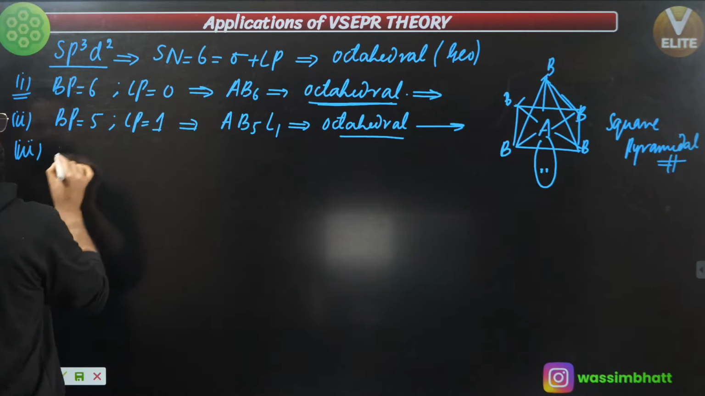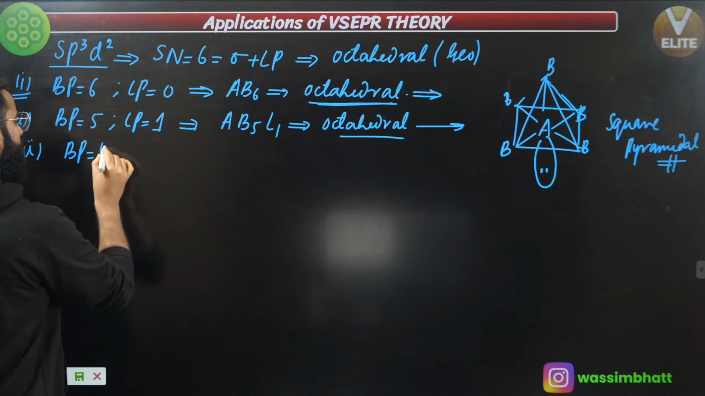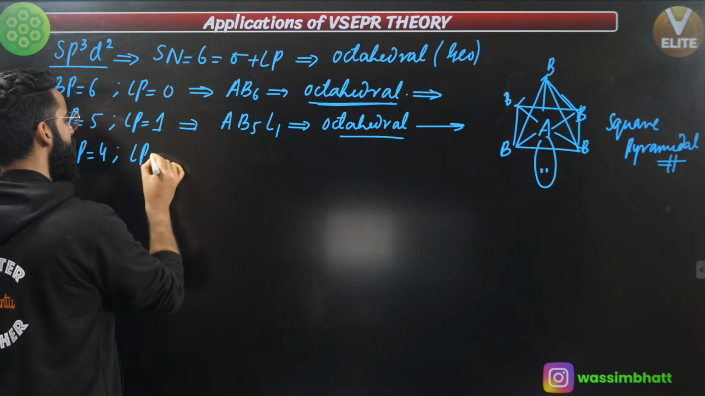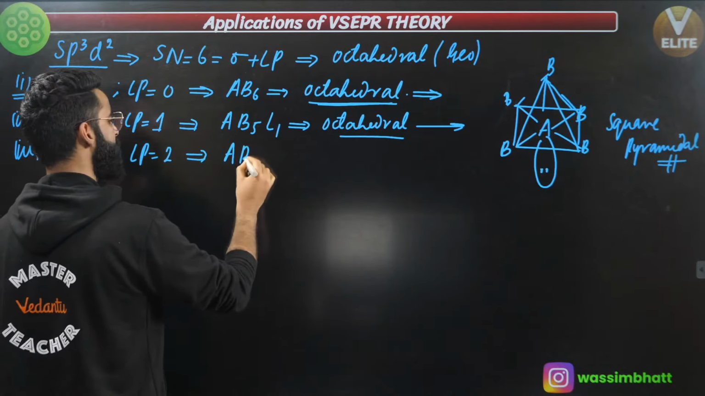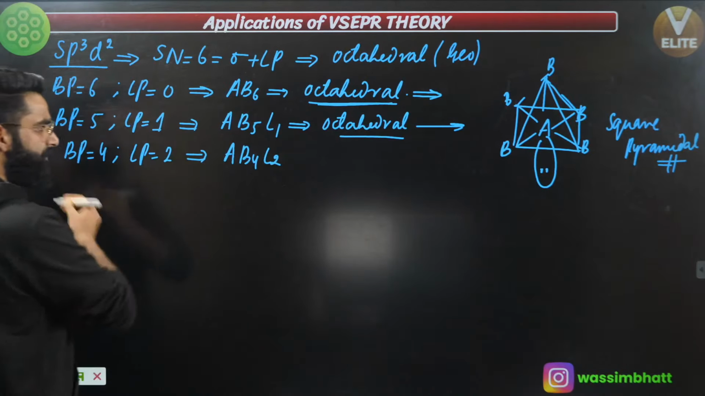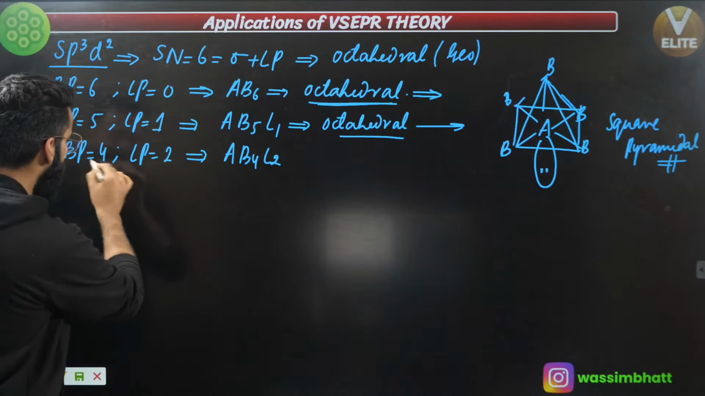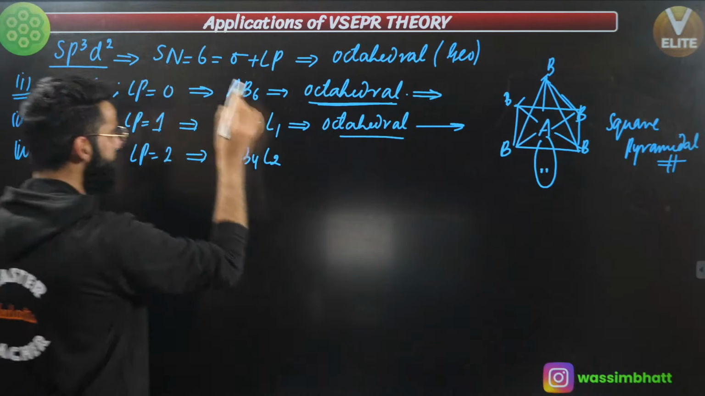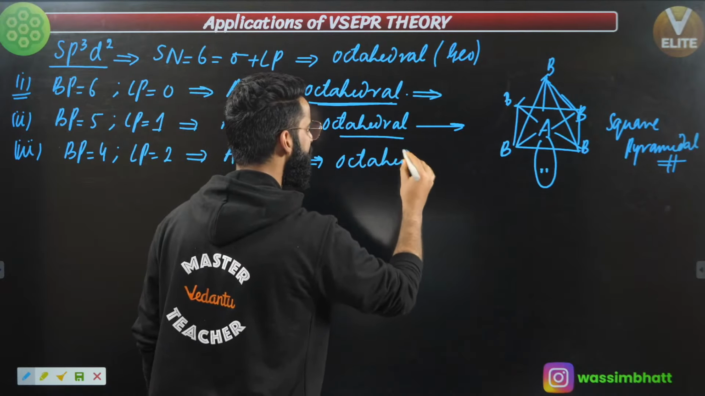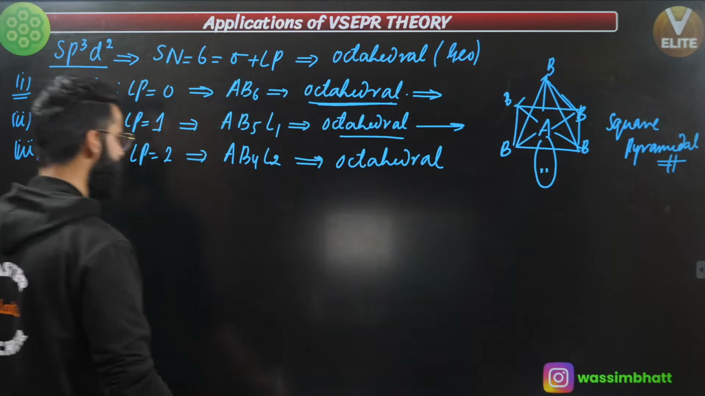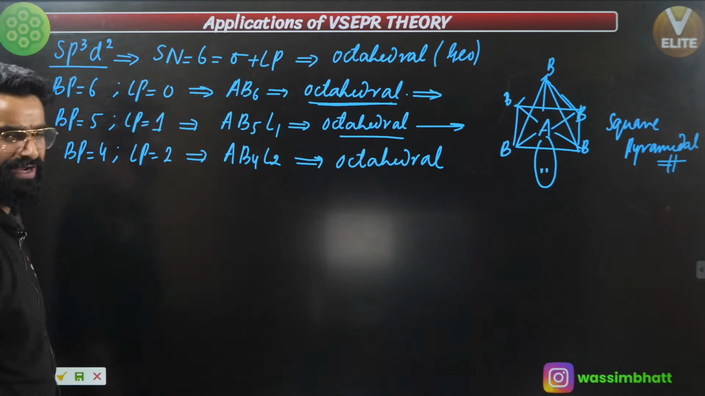Let's assume there are 4 bond pairs and 2 lone pairs. That means the type of the molecule is going to be AB4L2. Again, the steric number is 4 plus 2, 6. Hybridization is sp3d2. Geometry again is going to be octahedral. But is the shape going to be octahedral? No way, because we have got lone pairs on the central atom.